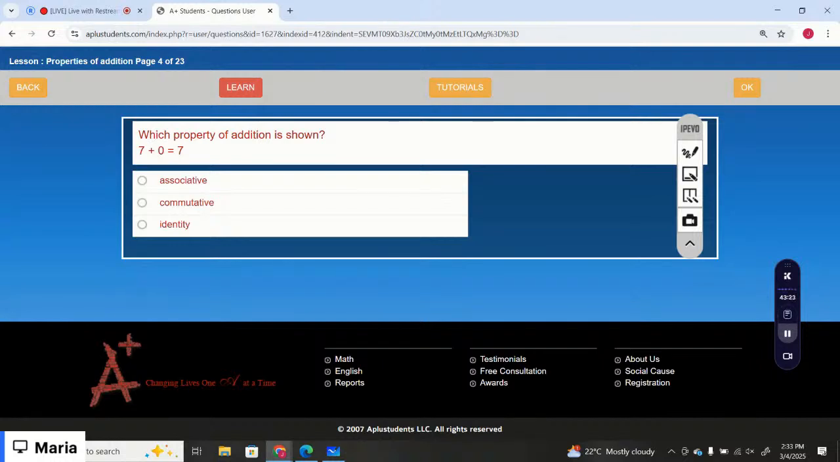Which property of addition is shown? 7 plus 0 equals 7. Identity property it is. Whenever you are adding 0, the number stays the same. So that is the identity property.